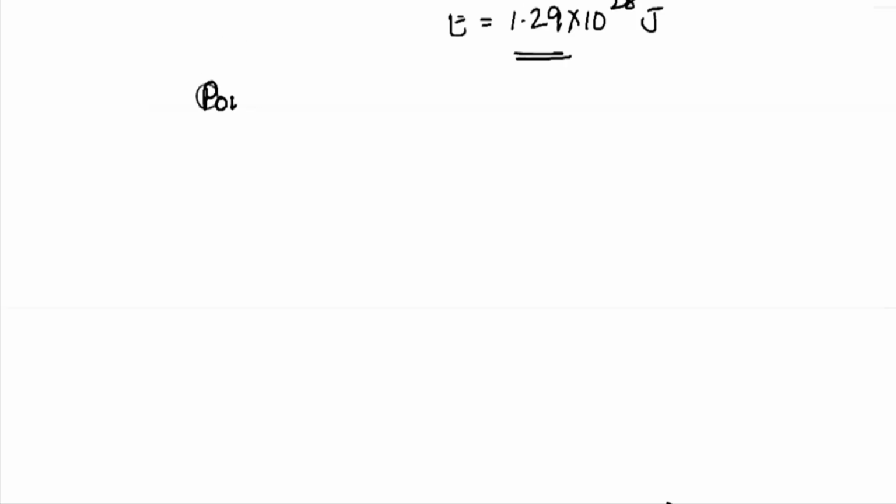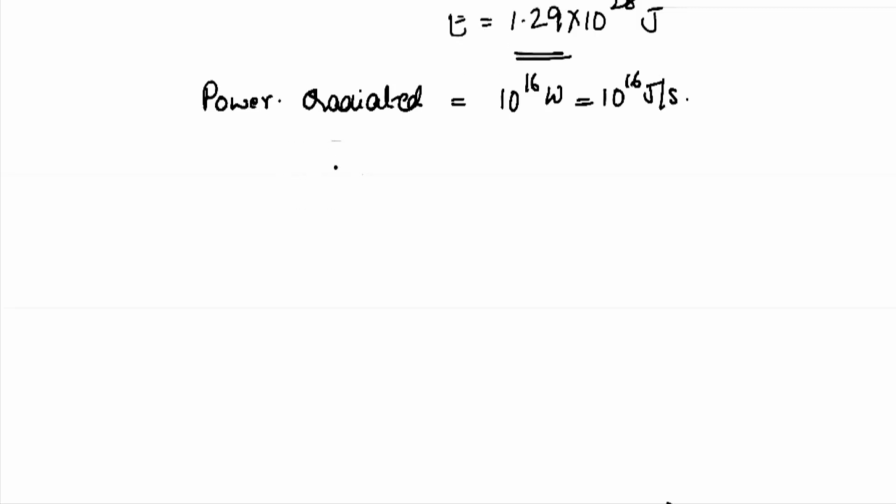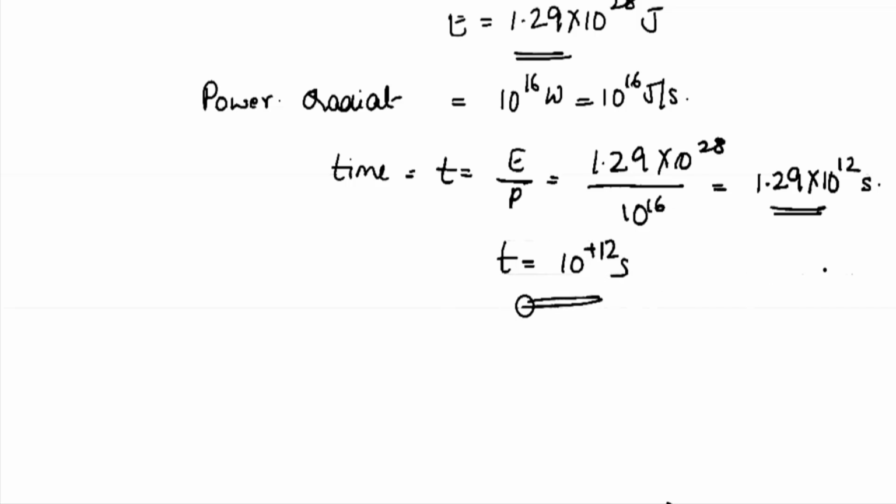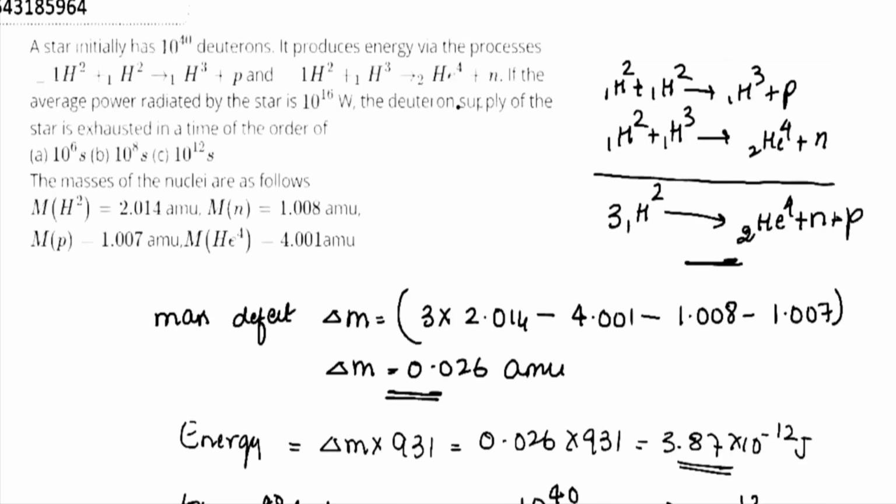Now we know that the power radiated in the process is equal to 10^16 watt, which is equal to 10^16 joule per second. Now if we know the power radiated and the energy, then time T is equal to energy divided by power, that is 1.29 into 10^28 divided by 10^16. So this is equal to 1.29 into 10^12 seconds. So the time is of the order 10^12 seconds, and hence option C is the correct answer.